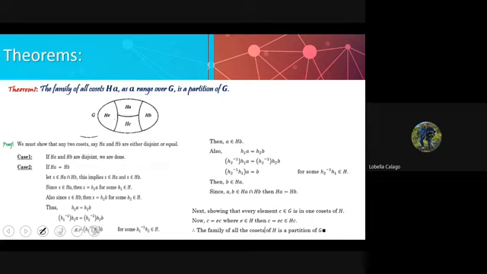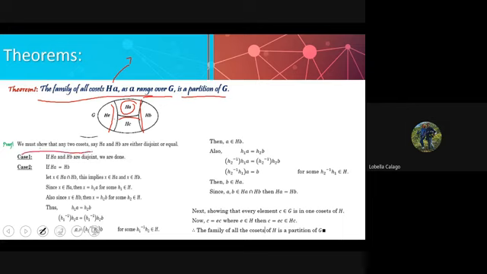Okay, so we're at the theorems now. In theorem 1, we have the family of all cosets HA. Take note, HA is the right coset. As A ranges over G, it is a partition of G. That's the drawing; this is HA. The partition is like dividing. So we assume there are HE, HC, HB, so four partitions. So what will we prove?